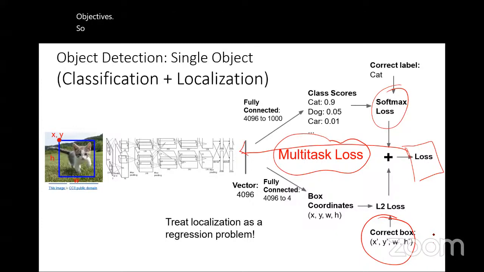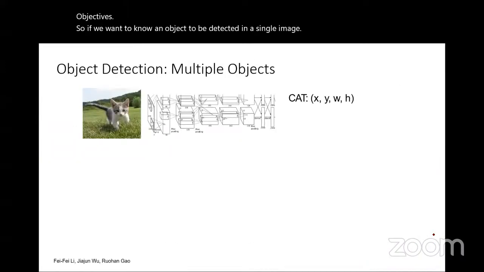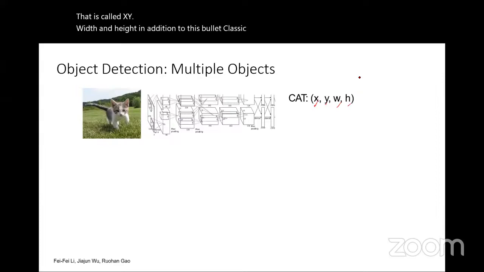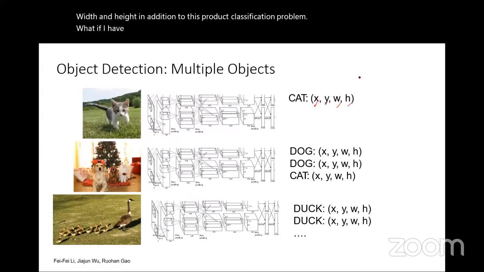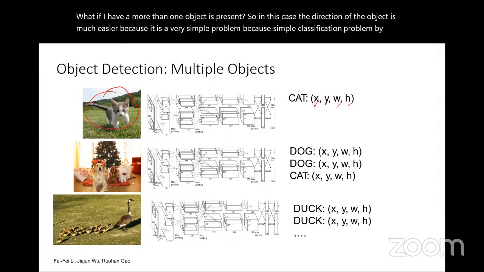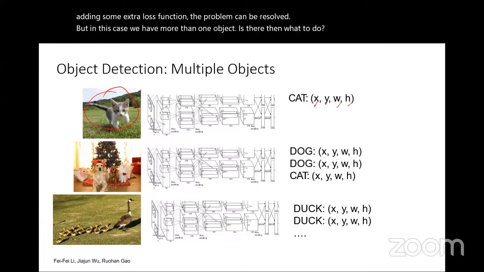So if we want to detect an object in a single image, only 4 values are required for us. That is X, Y, width and height, in addition to the classification problem. What if more than one object is present? In this case, detecting a single object is much easier because it is a very simple classification problem; by adding some extra loss function, the problem can be resolved. But if we have more than one object, then what to do? That is the first question.